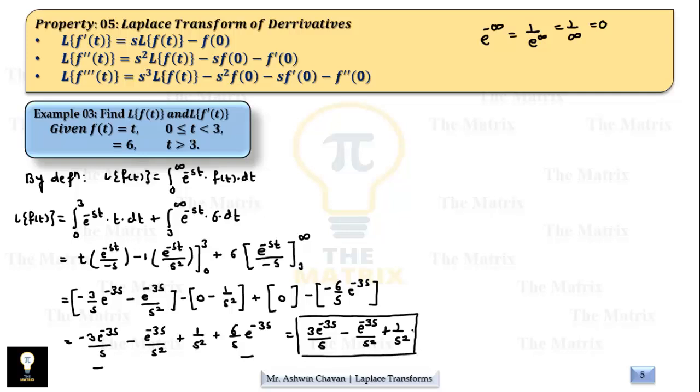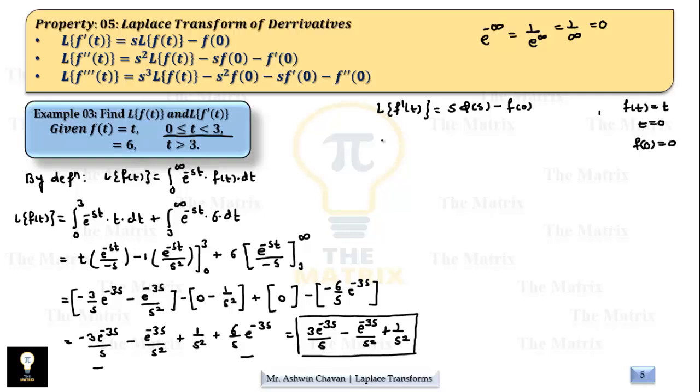Now we will go for the Laplace of its derivative. The Laplace of f dash of t is s into phi of s, where phi of s is the Laplace of f of t, minus f at 0. You can observe the function's value at 0: when t equals 0, that value of t comes in the range where t varies from 0 to 3. So when t is 0, the function's value is t, therefore when we put t equal to 0, we get f at 0 is 0.